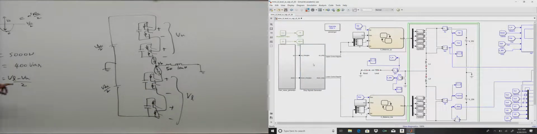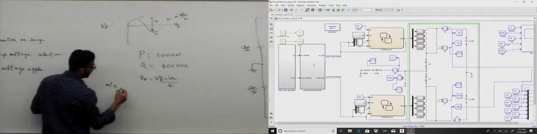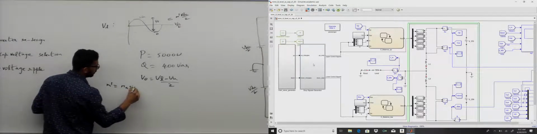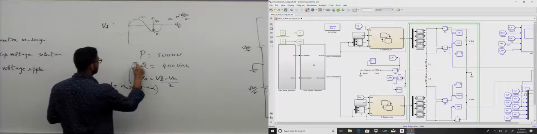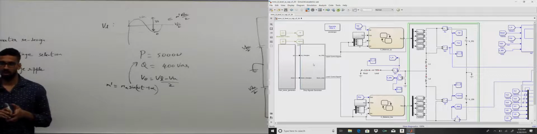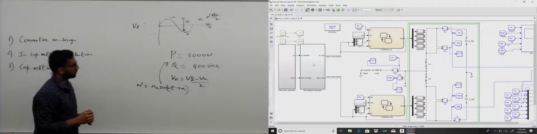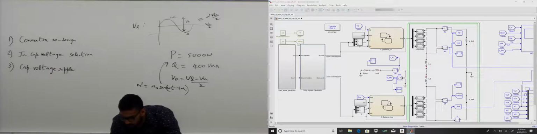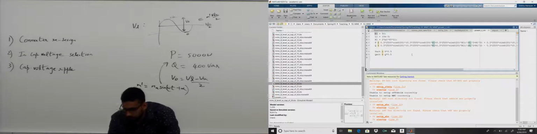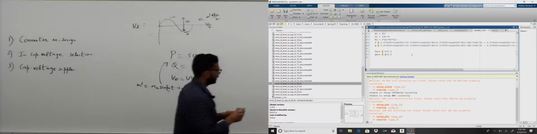So then we need to find the modulating signal m dash, which is equal to, say, ma sin omega t plus alpha. That will give us this power, that power and that Q. So let's find out the equation for power. I have the equation P and Q written down there, but I will derive that here.